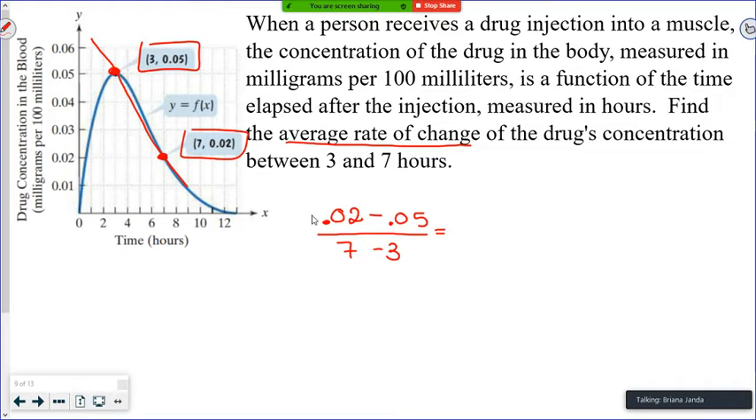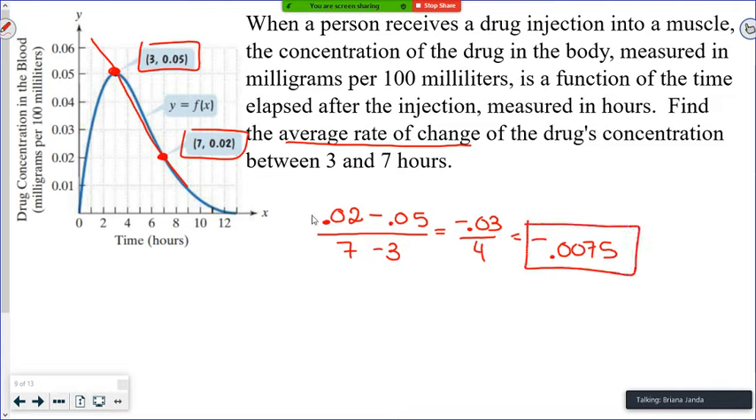So I made this my second point. Then my first point I did 0.02 minus 0.05 over 7 minus 3. Any questions on that? If you have that in the exact opposite order, top and bottom, we'll get the exact same answer, okay? 0.02 minus 0.05 would be negative 0.03. And then I don't know what that is. Who's got that on the calculator for me? What do you got? 0.0075. All right.